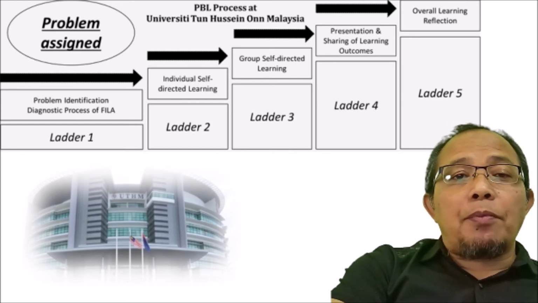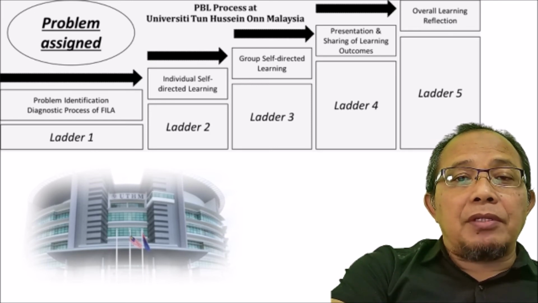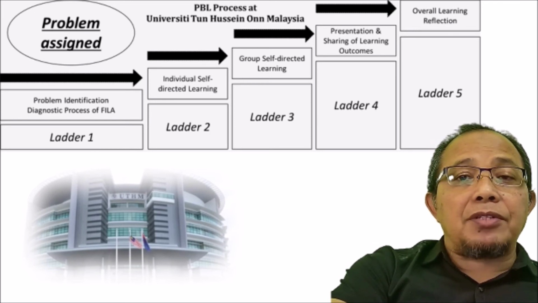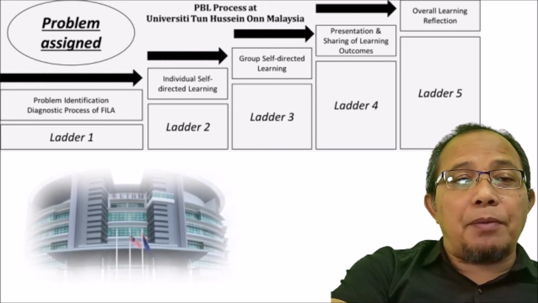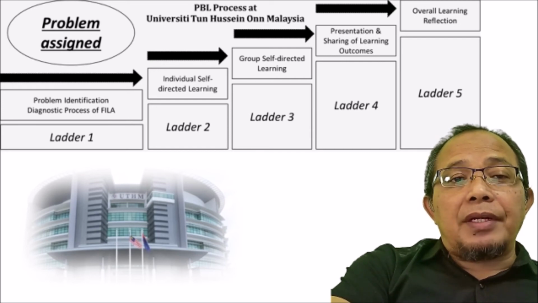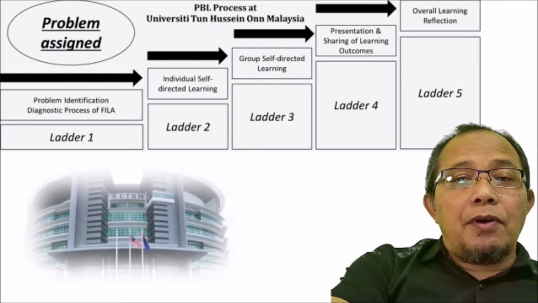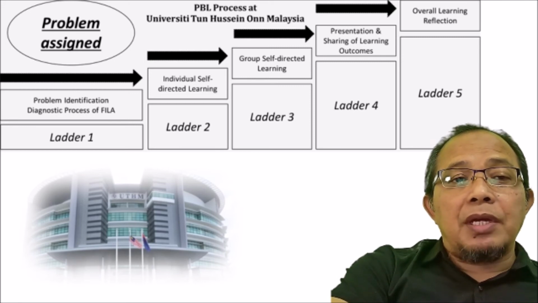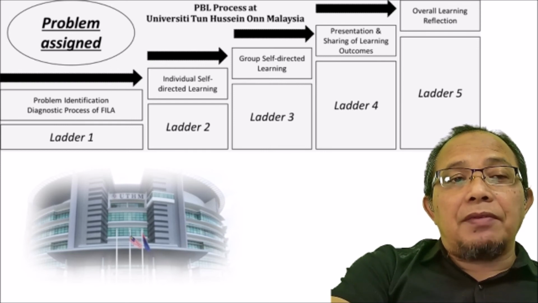Ladder 1 consists of problem presentation and identification using a specific diagnostic process called FILA or FACT-TILA approach. Ladder 2 consists of individual self-directed learning activities. Ladder 3 consists of group self-directed learning activities. Ladder 4 consists of the presentation and sharing of the learning outcomes. And finally, Ladder 5 consists of reflective learning activities.